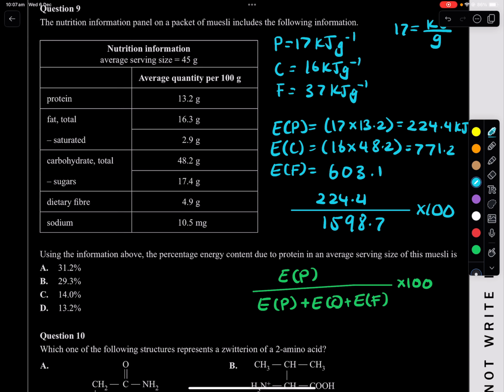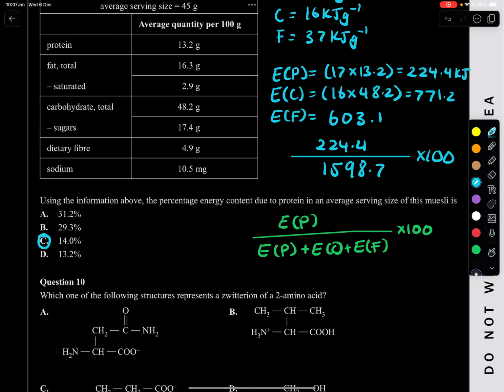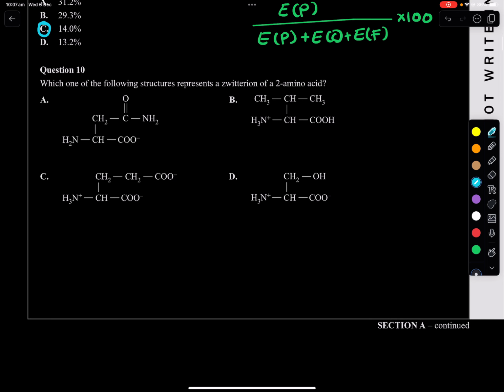So 224.4 times it by 100, and we get 14%. So C is your answer for that one. Nice. Question 10. Which of the following structures represents a zwitterion of a 2-amino acid? Okay, 2-amino acid is just an alpha amino acid.